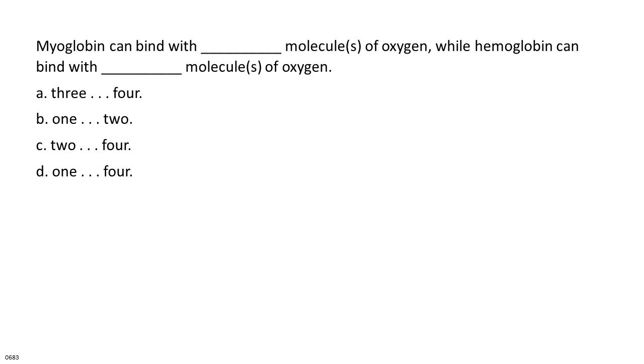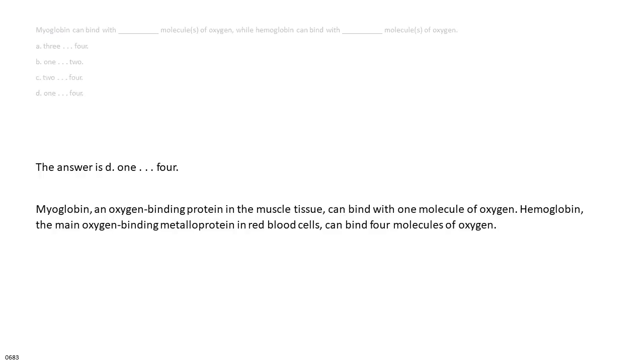Myoglobin combined with dash molecules of oxygen, while hemoglobin combined with dash molecules of oxygen. A. 3, 4. B. 1, 2. C. 2, 4. D. 1, 4. The answer is D. 1, 4.